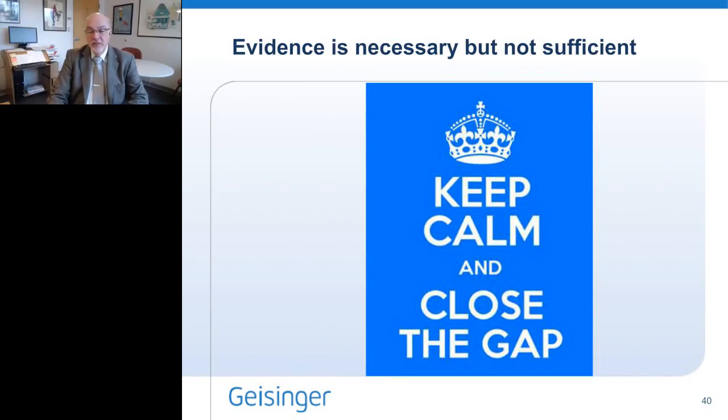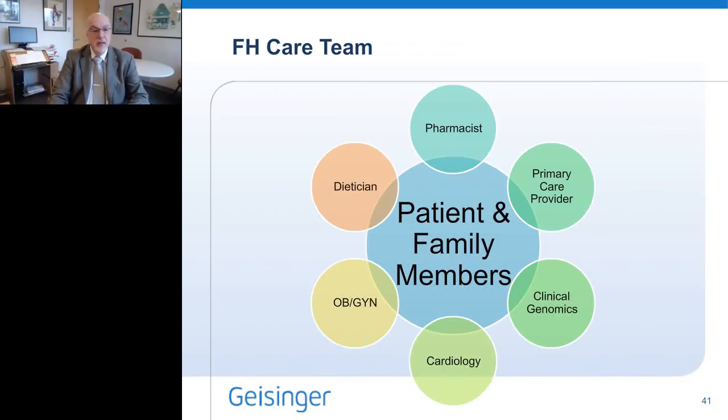Now, one of the reasons for this is that evidence is necessary but not sufficient, and it gets into the implementation piece here. So when we think about FH, we can't think about just that individual that's sitting across from us. That individual exists within a context of family members and other caregivers, and there's a team of caregivers that surrounds these individuals, including their primary care provider.